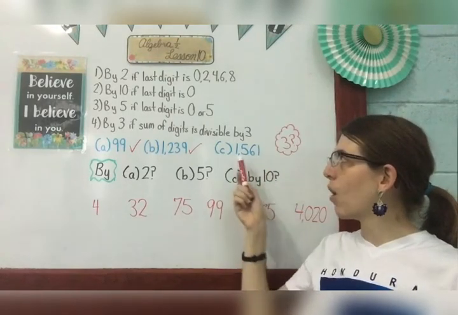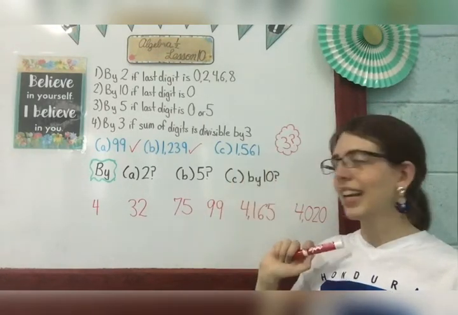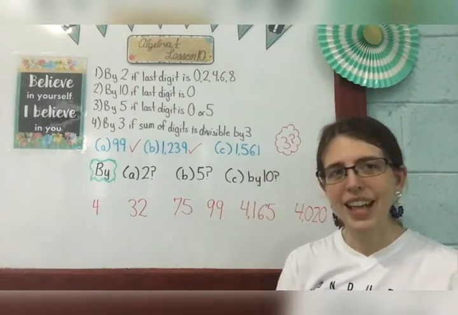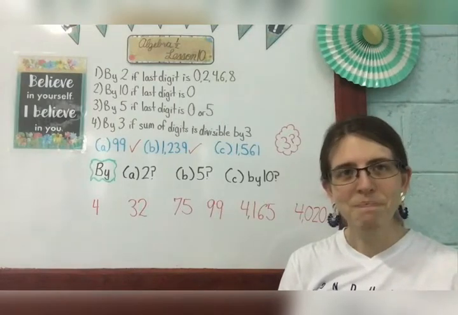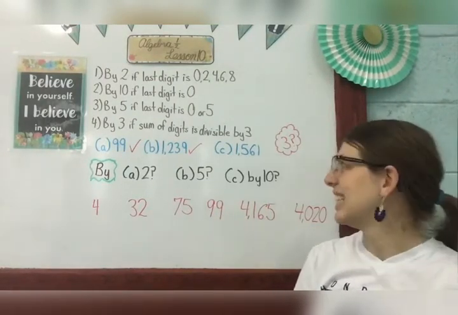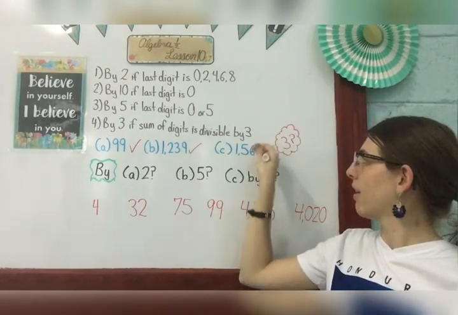1,561. 1 plus 5 is 6, plus 6 is 12, plus 1 is 13. Is 13 divisible by 3? Nope, no it's not. So that means this number is not divisible by 3.